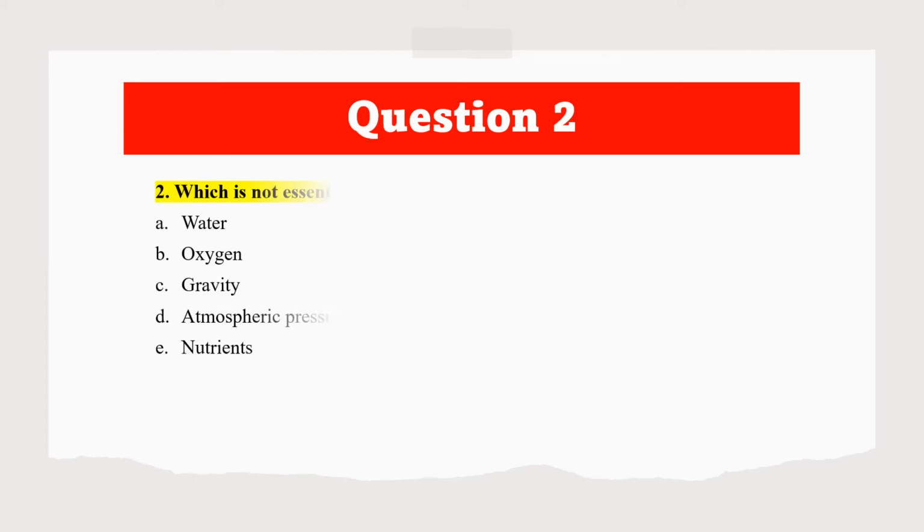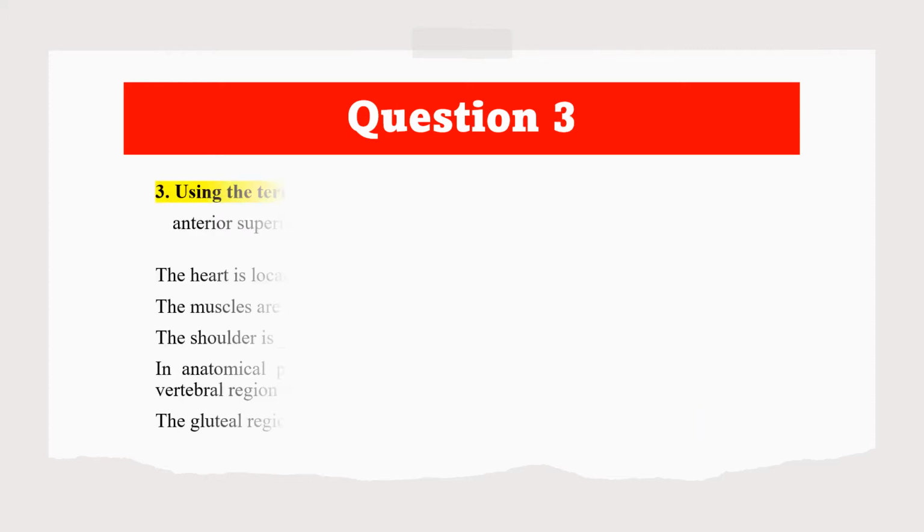Question number 2. Which is not essential to survival? Gravity is not essential for survival. Water, oxygen, atmospheric pressure, and normal body temperature are all essential components for survival.